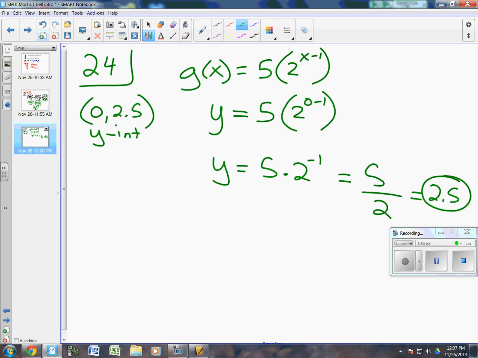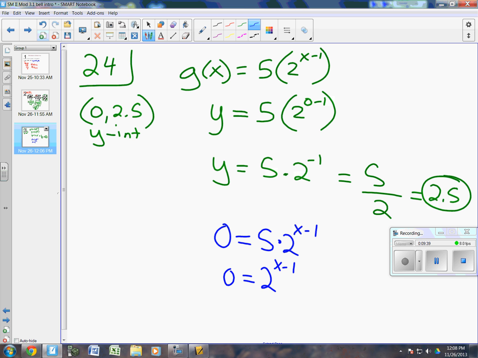How do I go about finding the x-intercepts? Set the whole thing and replace y with 0, right? So 0 equals, I'm going to use a different color. 0 equals 5 times 2 to the x minus 1 power. Now, let's use our skills to kind of do this. First of all, can I divide both sides by 5? Yeah, you can. You're going to get 0 equals 2 to the x minus 1.